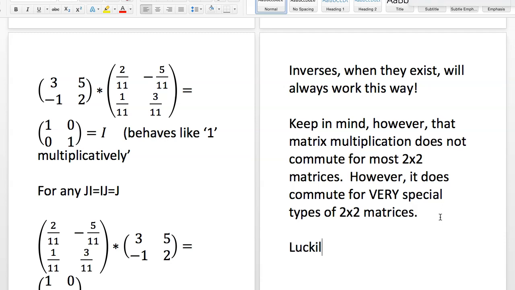Luckily, I will say luckily, associativity and distributivity. I can't spell. Distributivity.